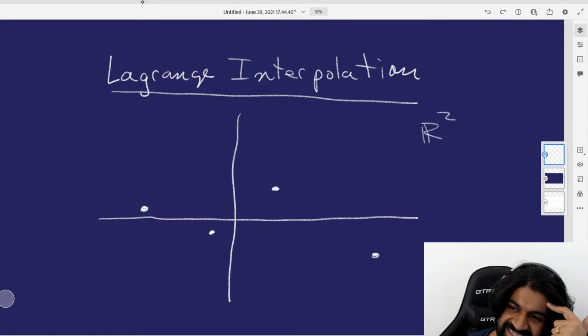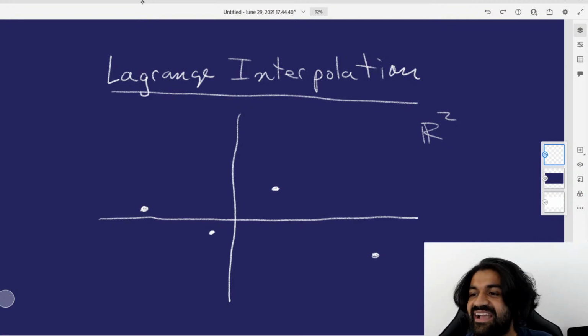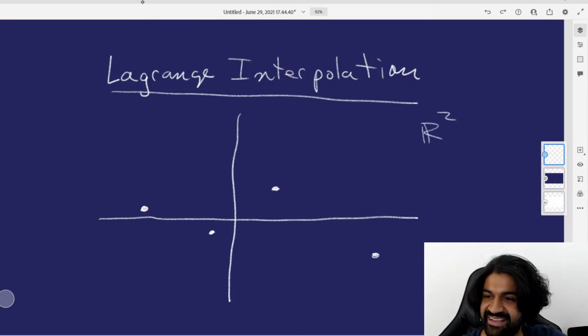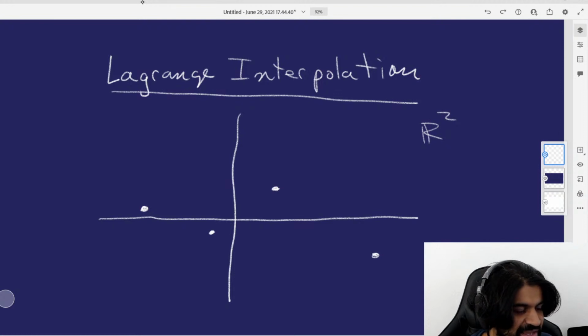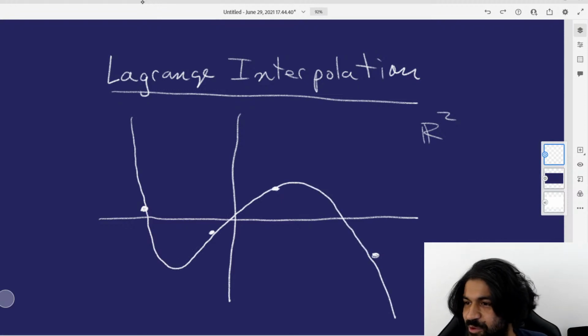You know that there should be a, let's see, if it's 4 points. So for 2 points, there's always a line that goes through them, right? For 3 points, there's always a quadratic that goes through them, right? So for 4 points, there's always going to be a precise cubic that goes through them. I'm not really sure what it's going to look like, but maybe something like this. There'll be a cubic that goes through these 4 points.